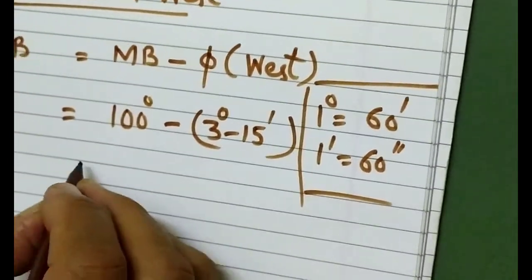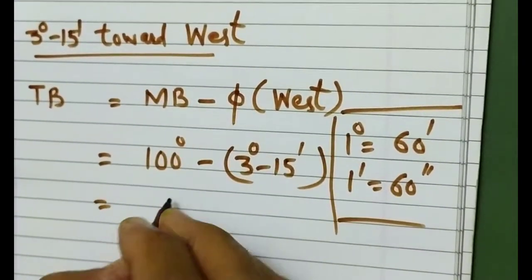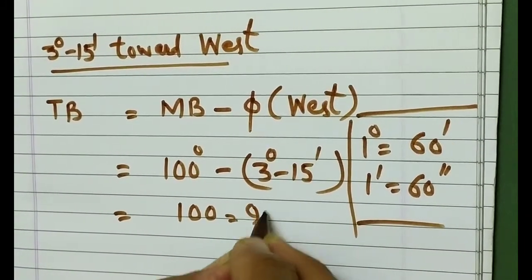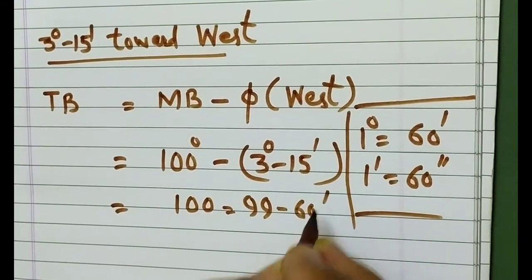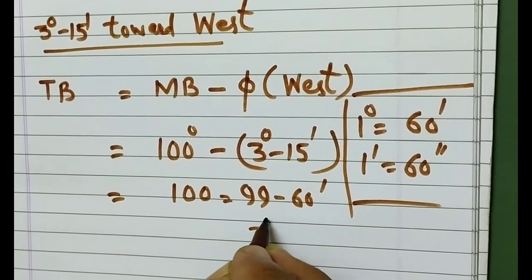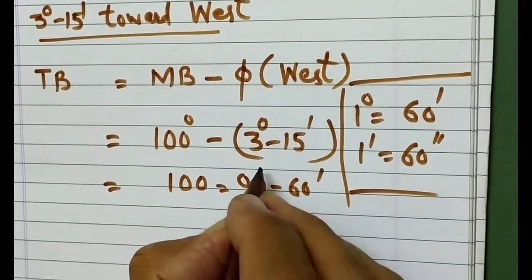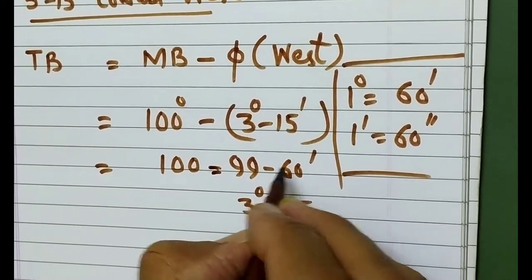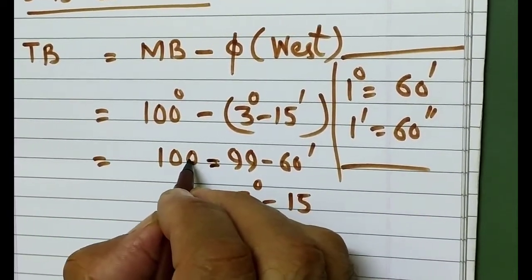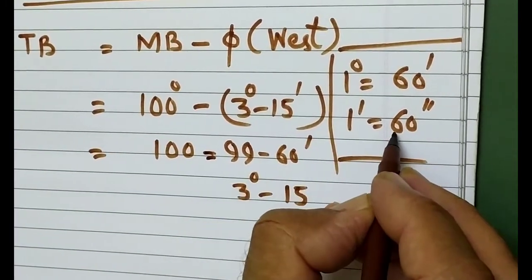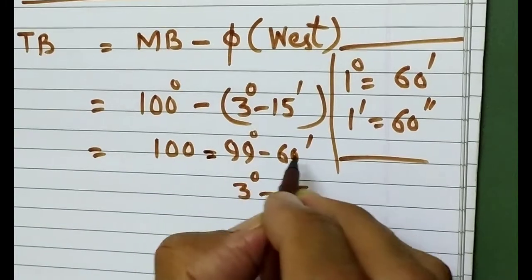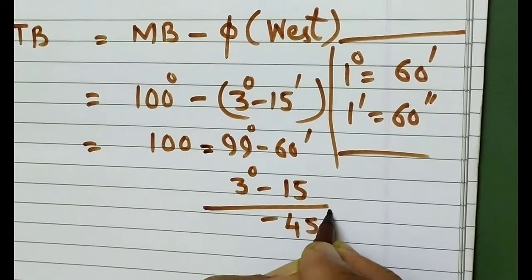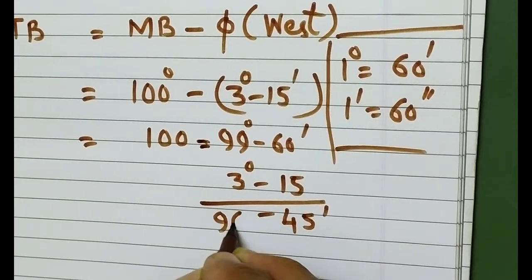So here you have to deduct this, but the deduction may be impossible directly. So write the 100 degrees as 99 degrees 60 minutes. Then deduct 3 degrees 15 minutes. I take 1 degree as a carry from this 100 degrees, which is equal to 60 minutes. So 99 degrees 60 minutes, deduct from here. It is very easy. This is the way for the learner. This comes to 45 minutes and 96 degrees.